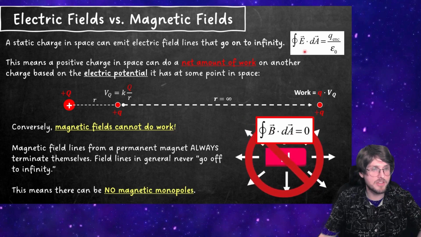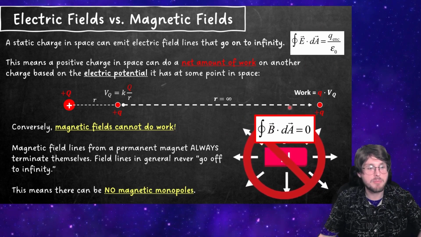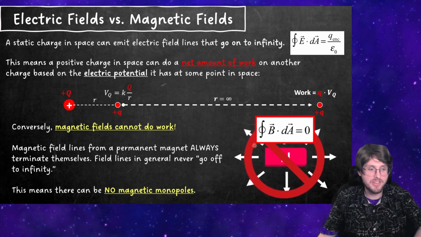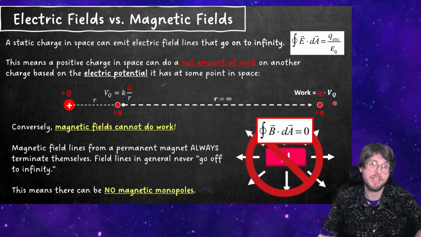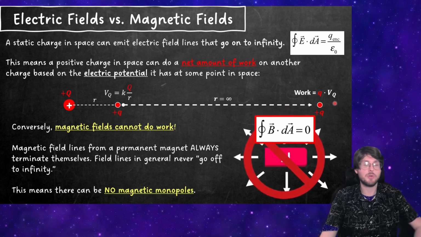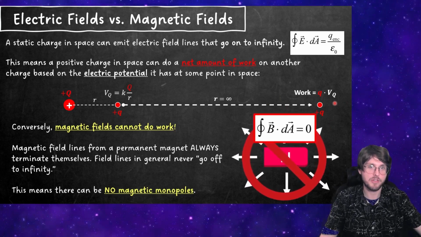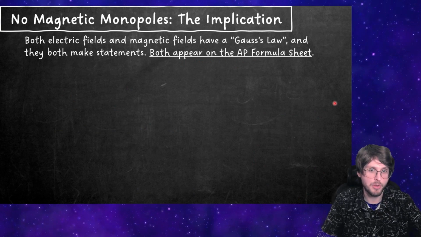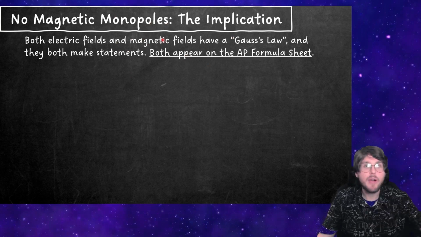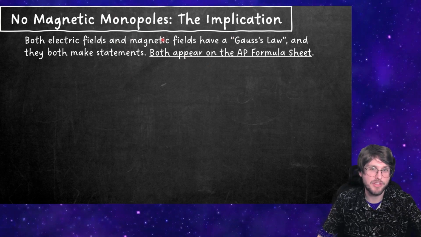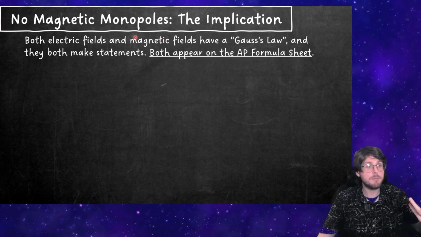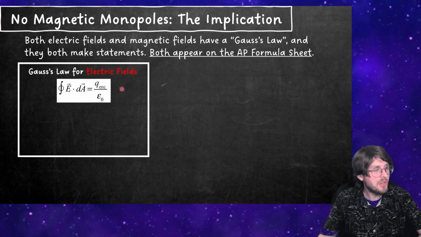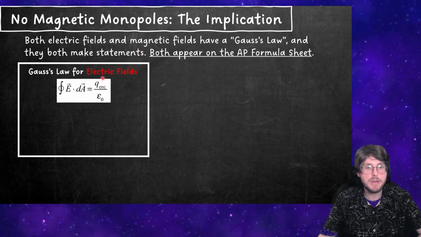Note that this equation is very similar to Gauss's law for electric fields, except that on the right side of the equation, there is simply no way that you can have this net flux equal anything other than zero. So the net flux due to a magnetic field around a closed surface is always zero. And that brings us to one of the first major implications about monopoles. So with those two equations, we note that we now have a Gauss's law for both electric fields and magnetic fields. And they both make statements, and conveniently, they both appear on your AP formula sheet this year, which is pretty cool. So to review Gauss's law for electric fields, we've got this nice, beautiful equation right here.